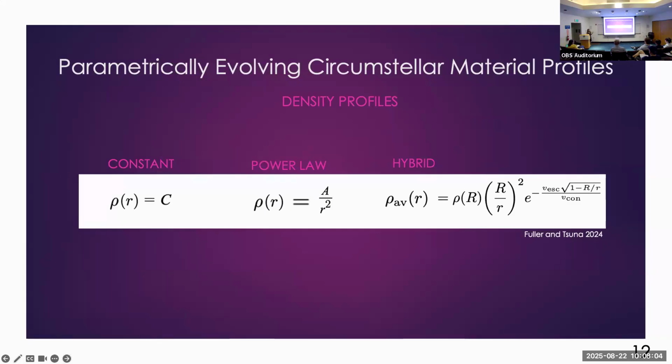The constant assumes a uniform density environment with radius, whereas the power law assumes a uniform mass loss rate. The hybrid combines a power law and exponential equation to better model circumstellar materials that are heavier on the inside and less dense on the outside. I also vary the mass of my models to either be 100th, 1/10, or 1 solar mass.